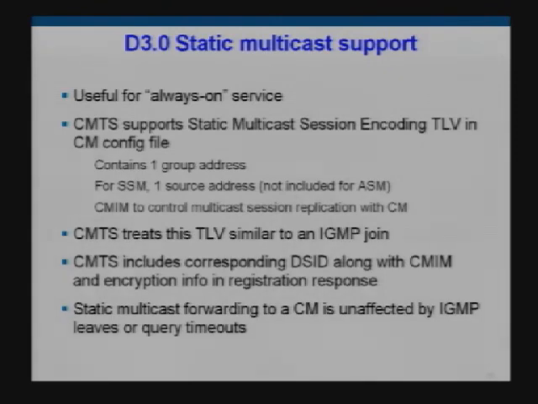And during the registration itself, these groups are assigned to the cable modem, and corresponding DC values are assigned to the cable modem, and the CMTS would start transmitting the multicast streams corresponding to the source group there. And it doesn't depend on any IGMP join or leave, because it's a static multicast.